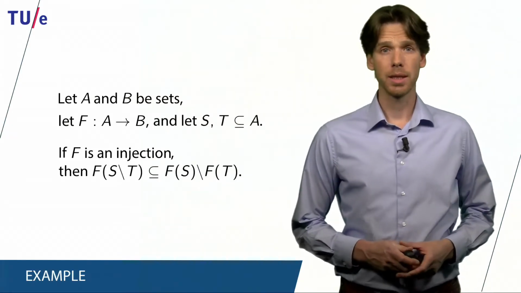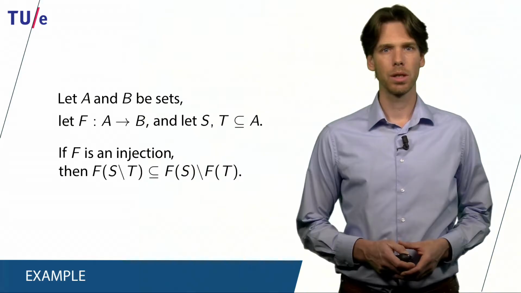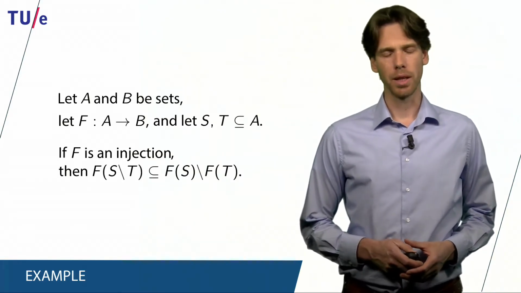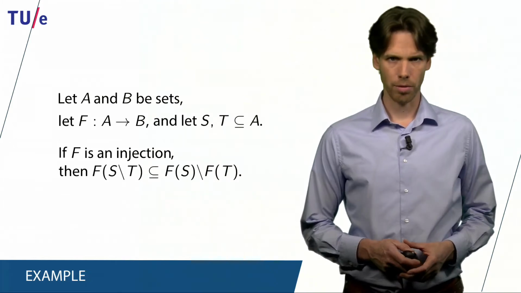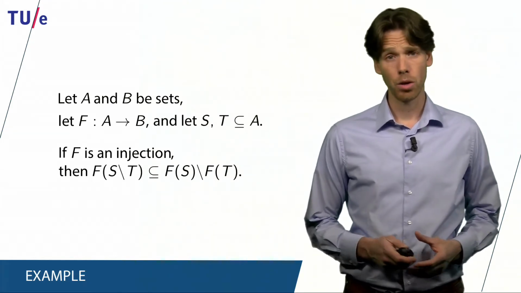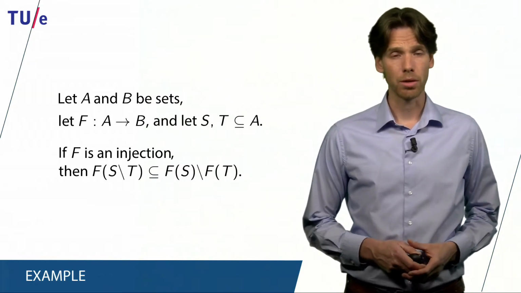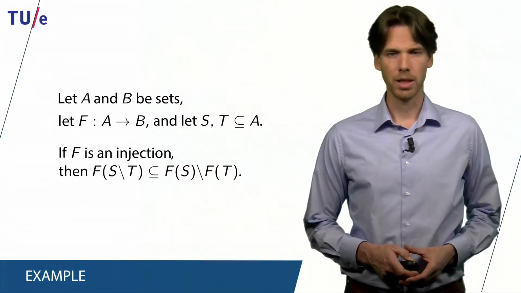We have established in this lecture that if f is an injection, then the image under f of the difference of s and t is included in the difference of the images under f of s and t. And we have shown also at the beginning of this lecture that the property does not hold in general without the requirement that f is an injection. This concludes our discussion of an example involving the notions of image and injectivity.